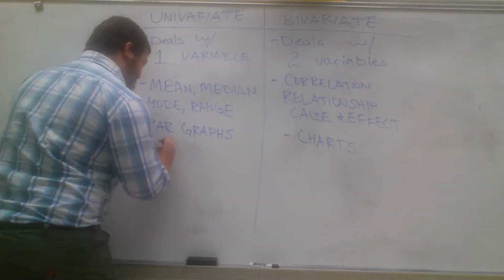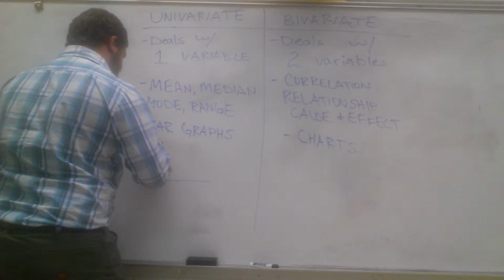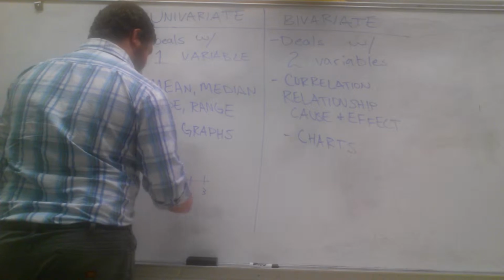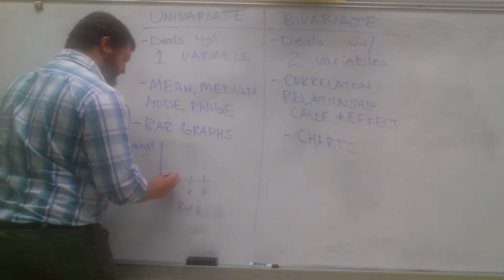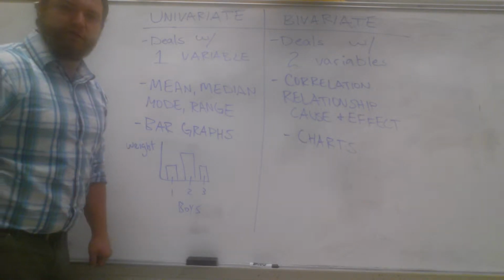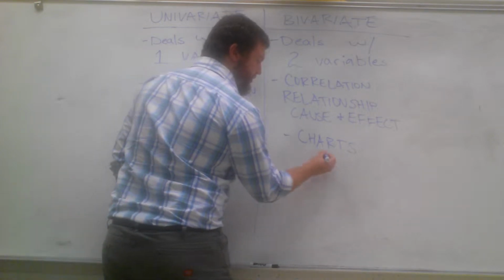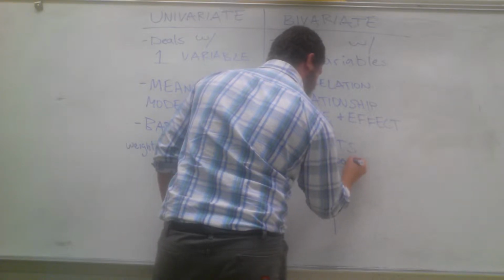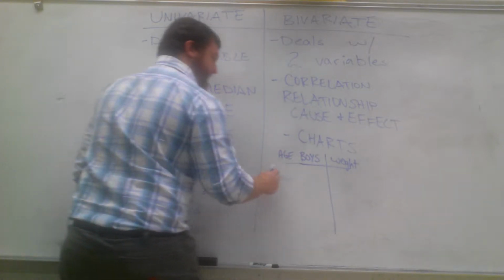So if you had a bar graph here, let's say it was the weight, and you have 3 subjects, 1, 2, 3. And these are the weight of boys. So boy 1 weighs this much, boy 2 weighs this much, boy 3 weighs that much. Versus this one, you might see a chart of, is there a correlation between boys and their weight? The age of the boys and their weight.